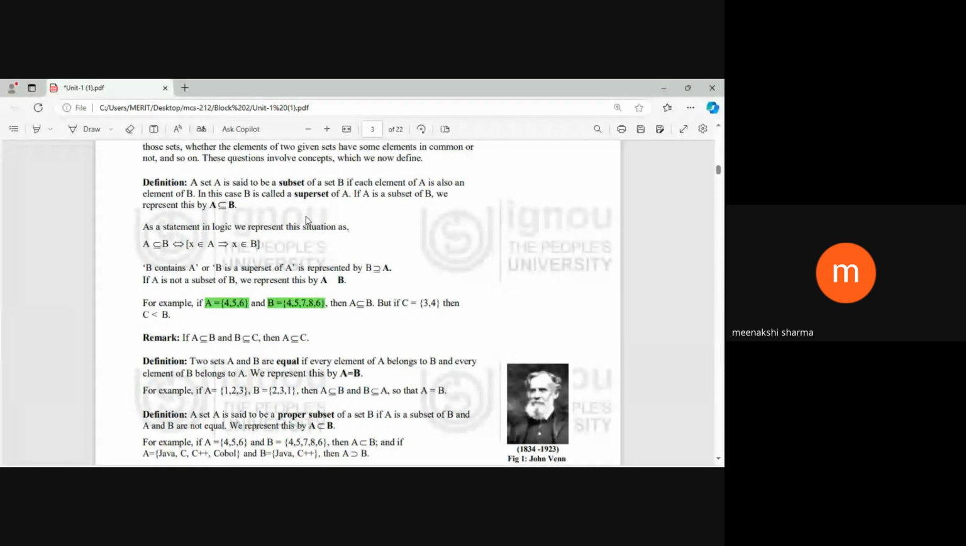Do you understand it, students? Yes, ma'am. A is a subset of B or B is a superset of A. Subset means child, superset means parent. Students, subset means child, superset means parent.